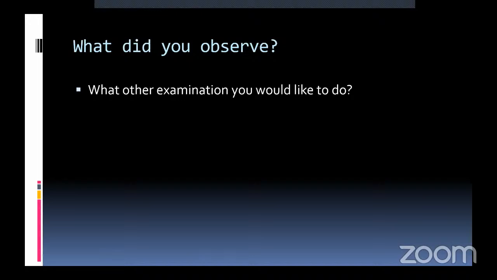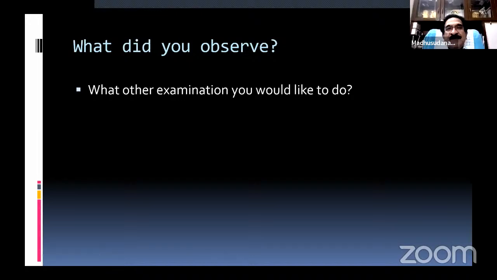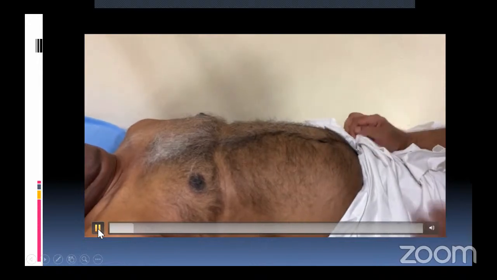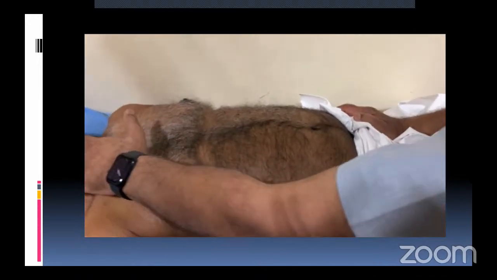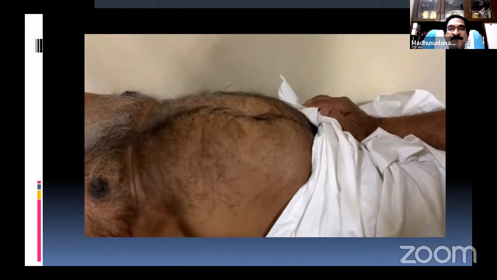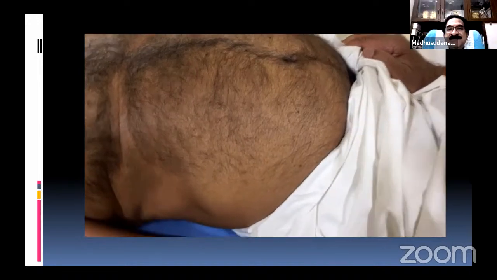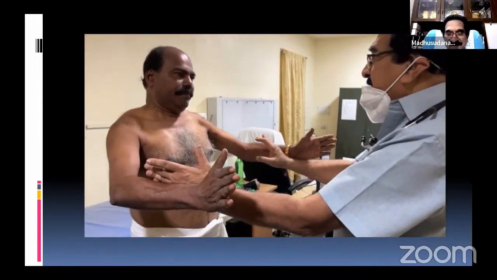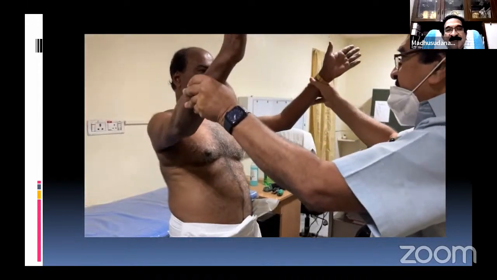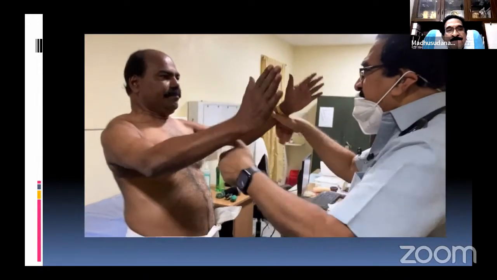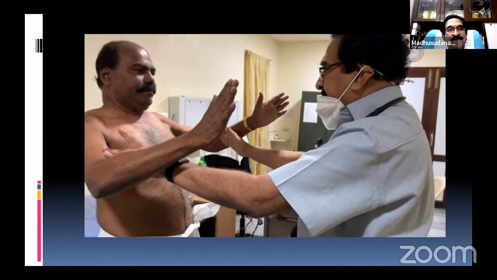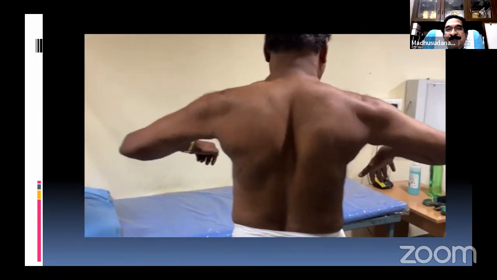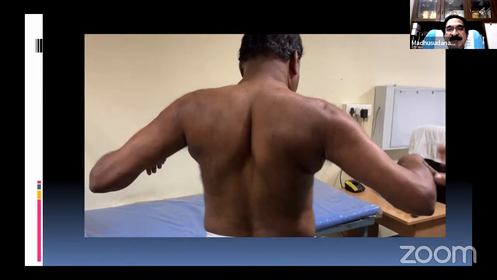Let us see what other examination I like to do. I'll show the exam, one more thing. Beevor sign. Ask him to cough. See, the abdomen is moving up. Beevor sign, and look at it. Lower abdominal muscle weakness. And see the scapula coming up on the right side, asymmetrical.